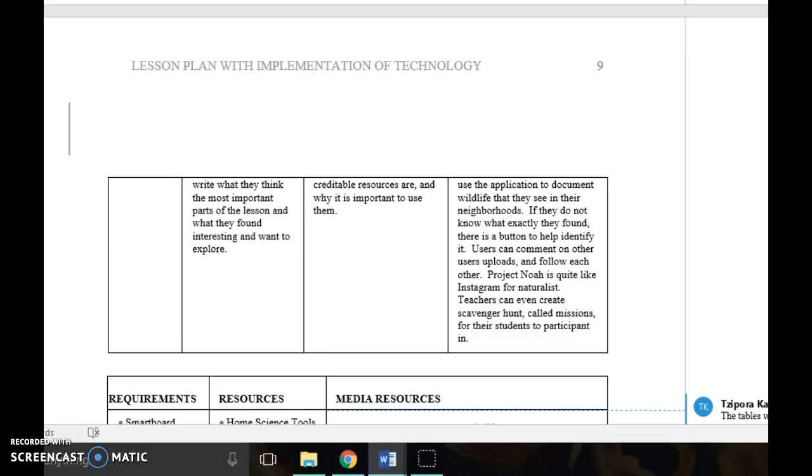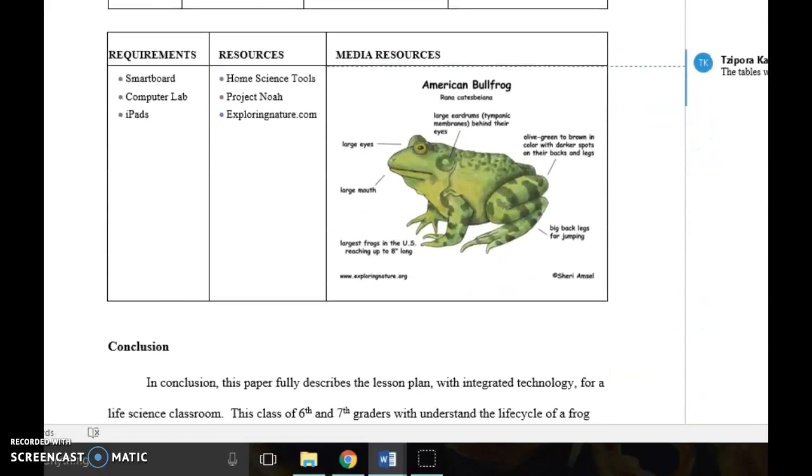Users can comment on other users' uploads and follow each other. Project Noah is quite like Instagram for people who love nature. Teachers can even create scavenger hunts called missions for students to participate in. These are the requirements and resources and media sources of my lesson plan.